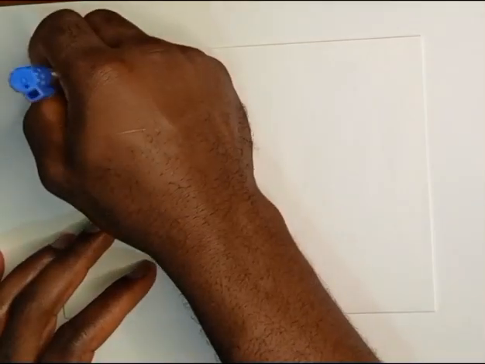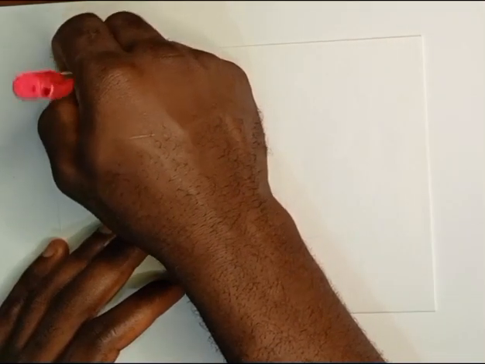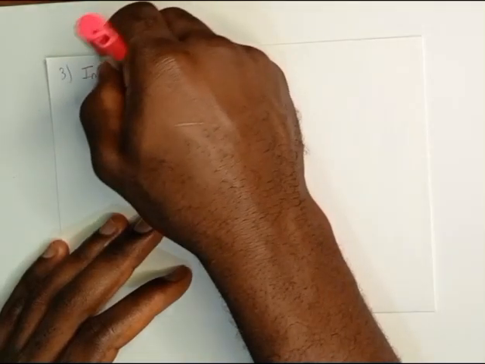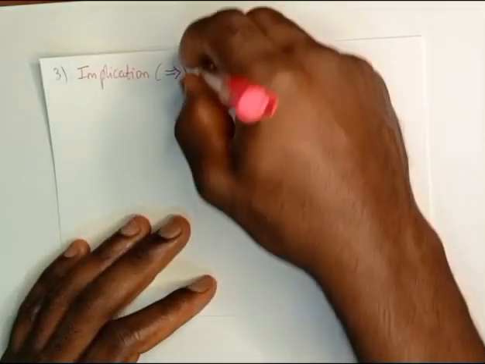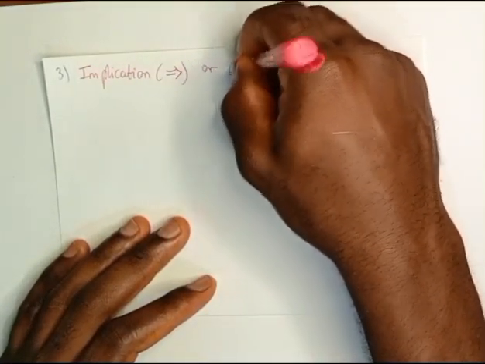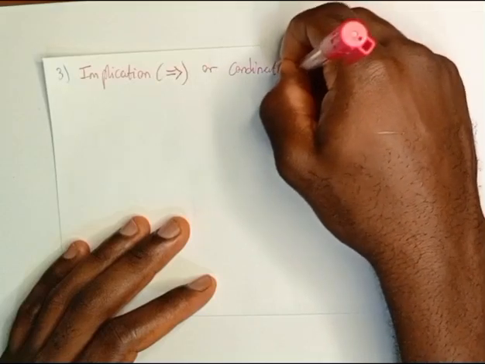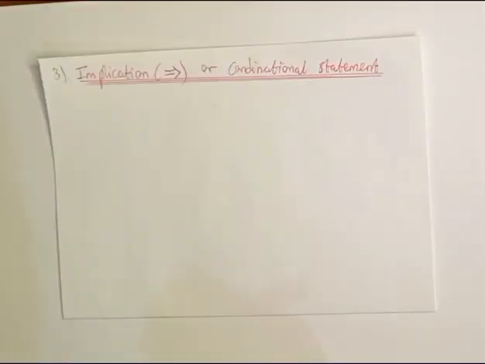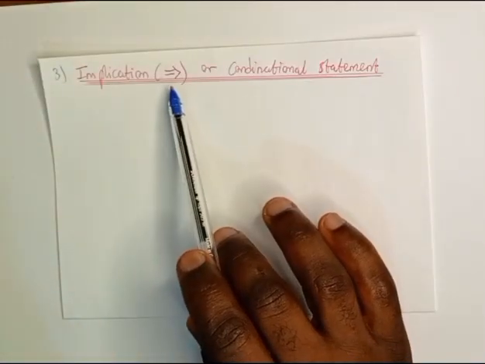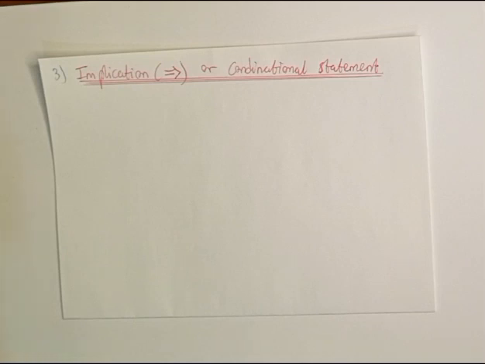We move to the next logical operator. We take 3, which is implication or conditional statement. Implication, the symbol is as such, an arrow, or conditional statement. We make good use of the implication sign in mathematics, especially when we are solving questions.